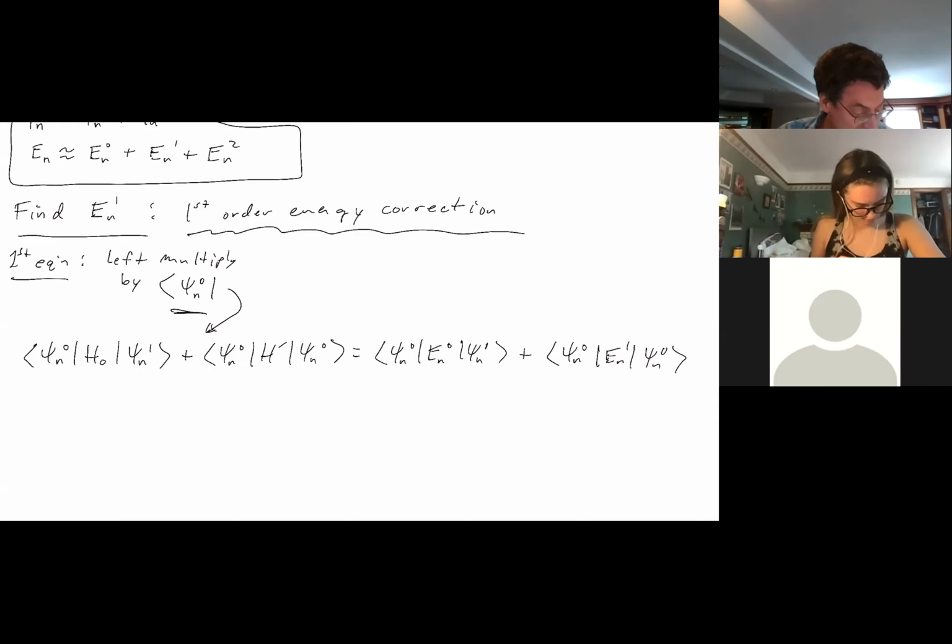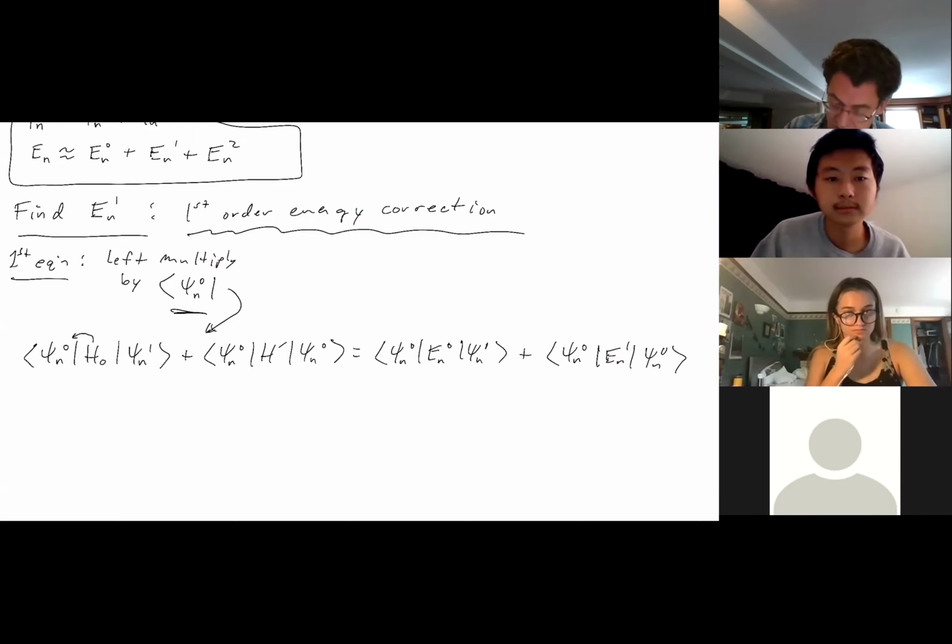And let's see if we can simplify this a little bit. Here, I can simplify this because I notice that H naught is a Hermitian operator, so it can operate to the left or to the right. And so when H naught hits psi n naught, what does it turn into? Somebody tell me.